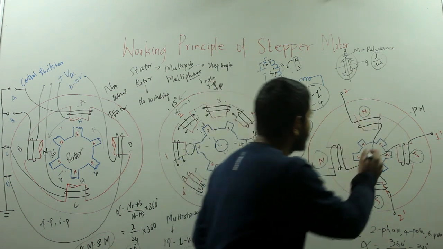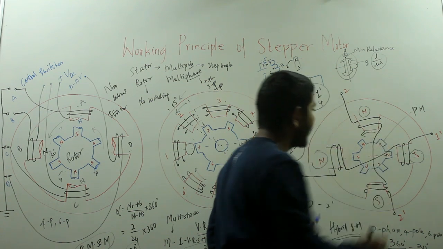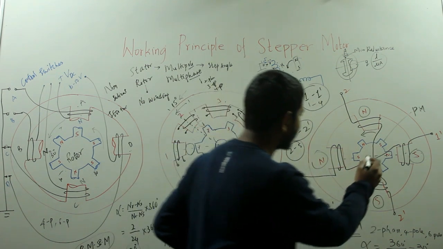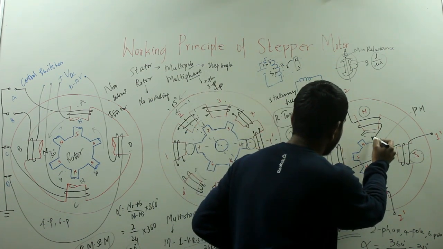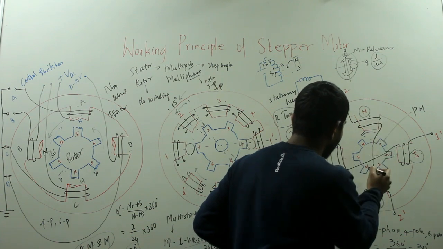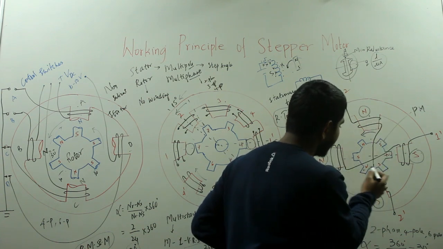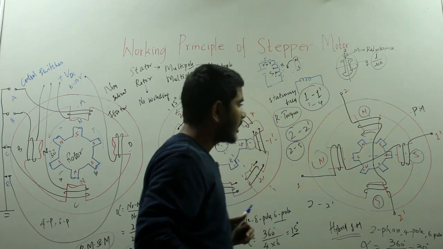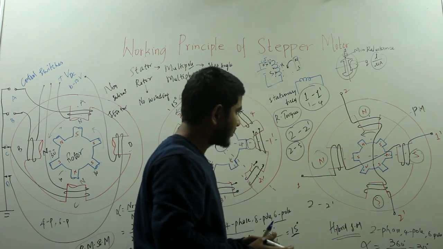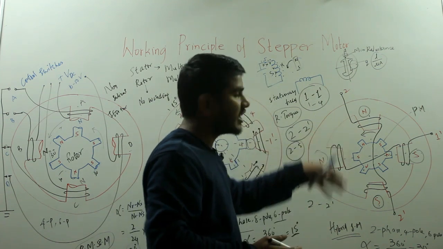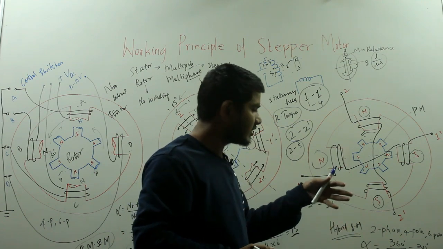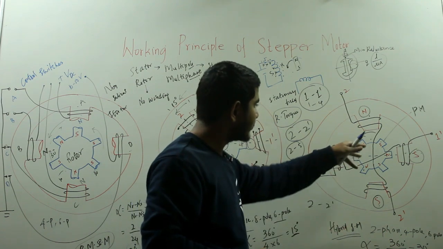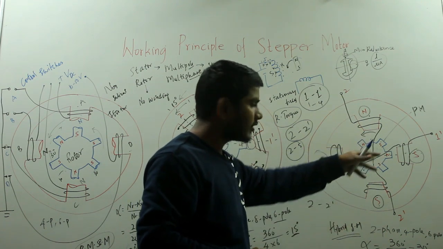pole of the stator. So this will move in the anti-clockwise direction such that this rotor will get aligned with this north pole and this north pole of the rotor will get aligned with this south pole, and this is how the rotor starts rotating. And again if you change the switching sequence, then you can change the rotation of your rotor.